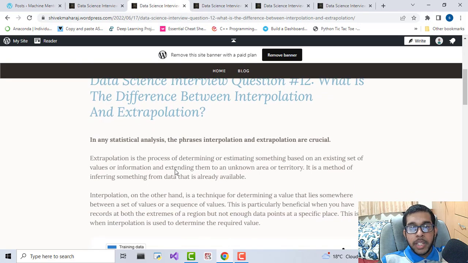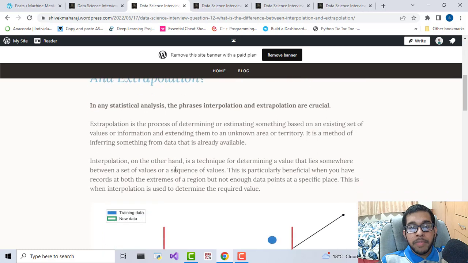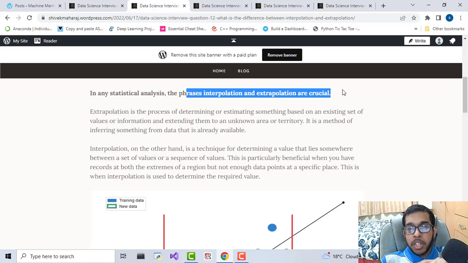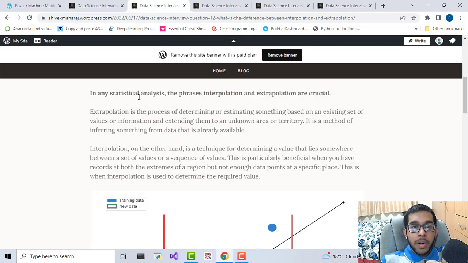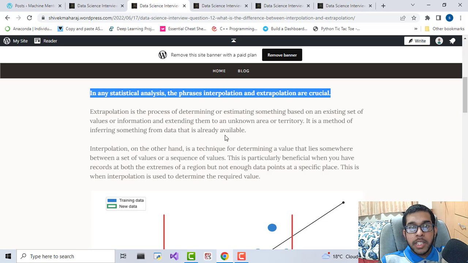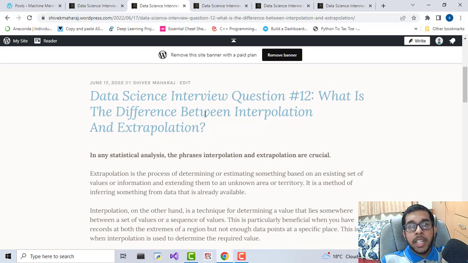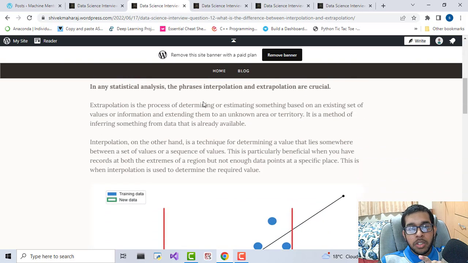What is the difference between interpolation and extrapolation? So in any statistical analysis, the phrases interpolation and extrapolation are crucial. Now the reason why I included this statement here and I bolded it is because this question here, guys, is a very commonly asked question as far as I know. Interpolation and extrapolation are important skills that a data scientist needs to have. Even if they do not employ these methods often or daily, they need to know and understand what these terms mean. Okay, so they are nothing difficult at all.